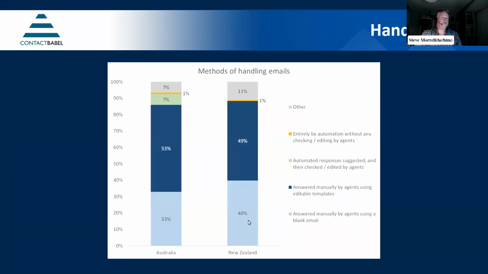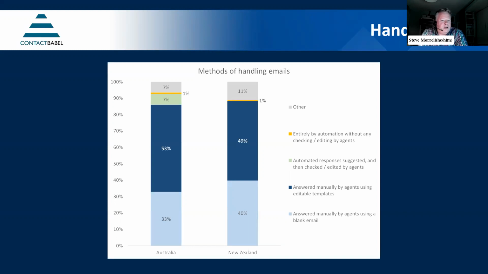One of the keys to a big take up in the use of digital channels is the use of automation. And what we've looked at here is how are emails handled? Is it through automation? Is it through completely blank emails started by agents? Are there templates? Or is there some kind of work between the automated responses and then the agents?